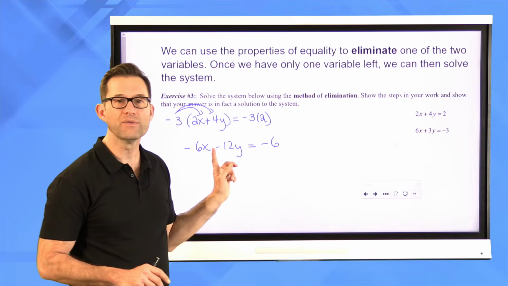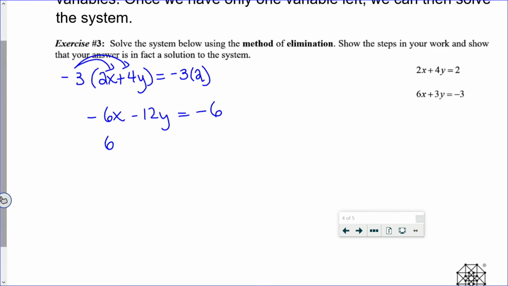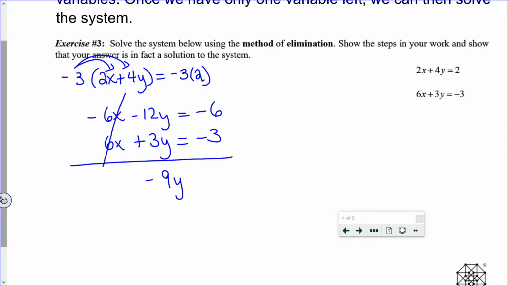Now what I'm going to do is take this equation and right below it, write that second equation that's not altered at all. Okay? And now the beautiful thing is negative 6x and positive 6x cancel. Negative 12y and positive 3y would be negative 9y. And negative 6 plus negative 3 is negative 9. Well, that's convenient. I'll divide both sides by negative 9, and I'll find that y is equal to 1.